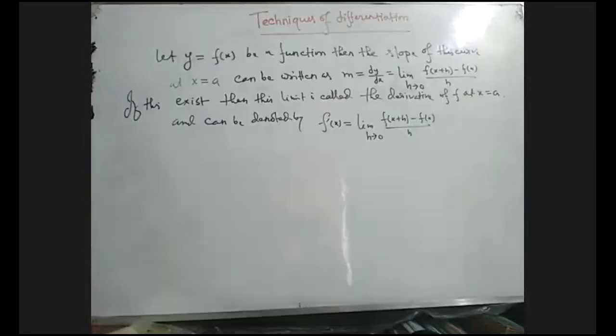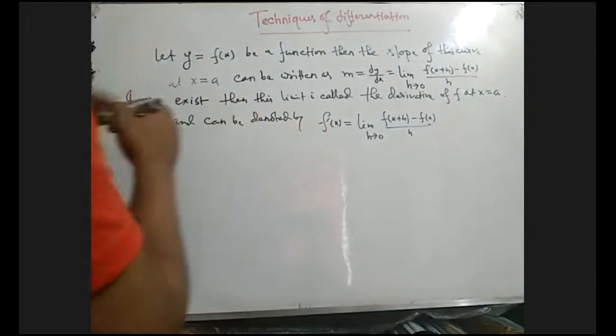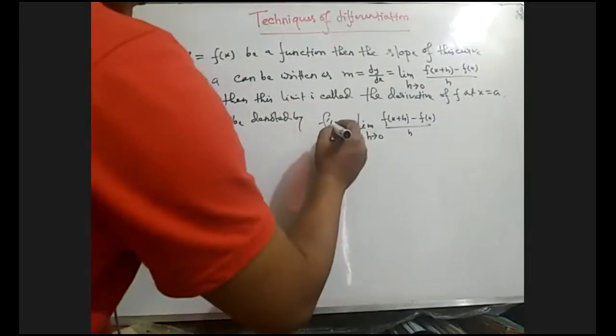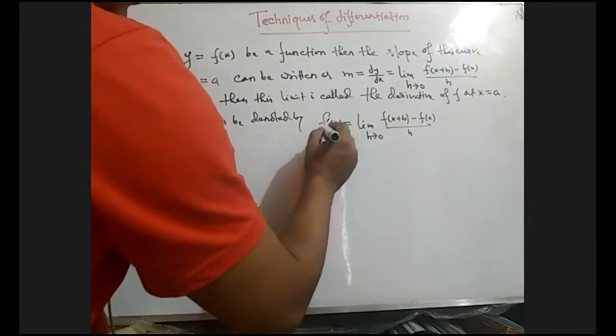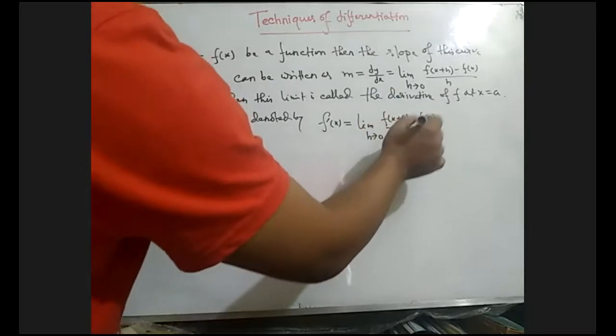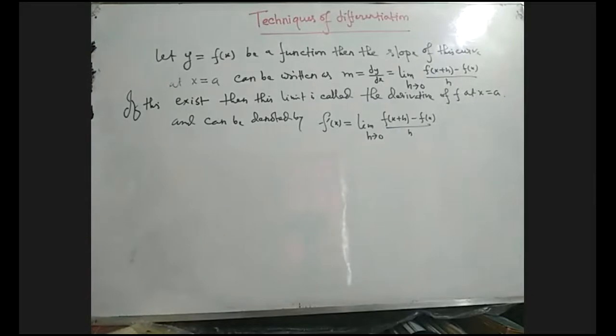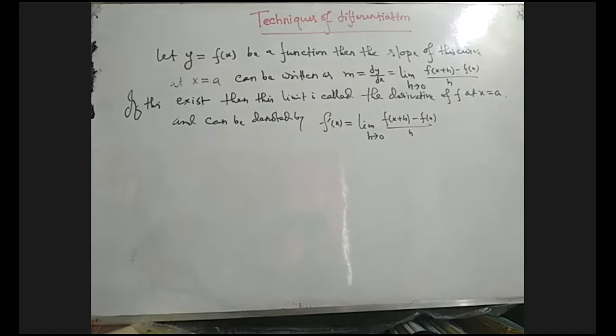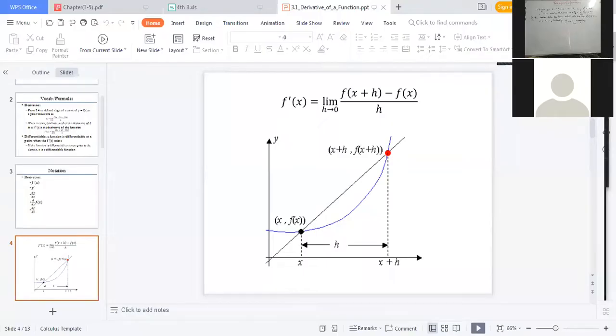at x equals a and can be denoted by f dash x, or this f dash x means dy dx, the same thing: limit of f of x plus h minus f of x divided by h. So this is the actual definition of the derivative of a function at any point x equals a. So the differentiation is f dash x, limit h tends to 0 of f of x plus h minus f of x divided by h.